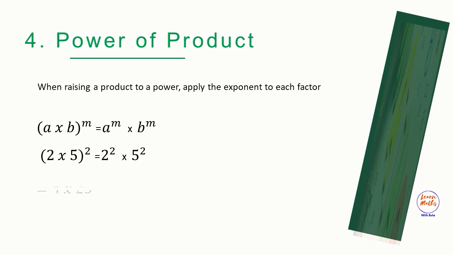So we have 2 raised to power 2 is 4, and 5 raised to power 2 is 25. So 4 times 25 is 100. So if we had done 2 times 5 is 10, then 10 raised to power 2, we would have also gotten 100. So that tells you that the law follows. Both sides of the equation are still equal.